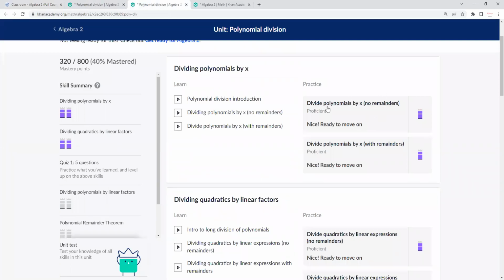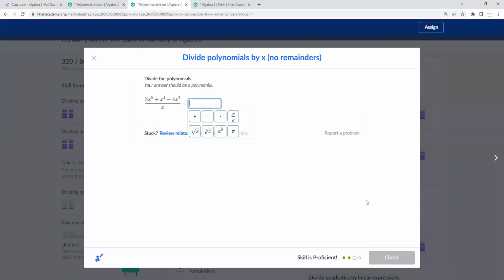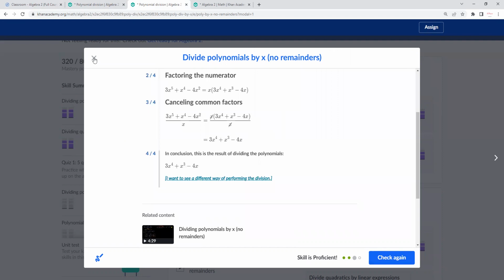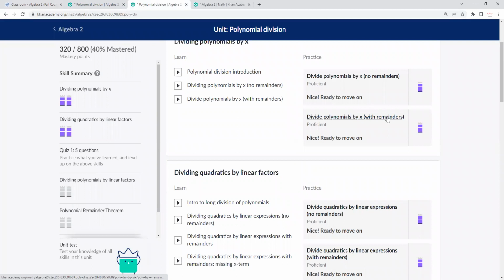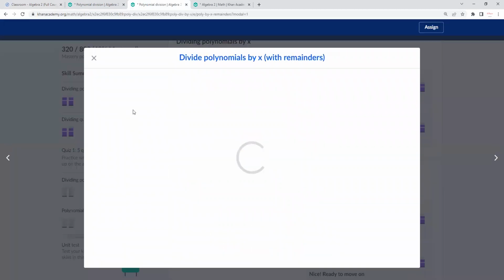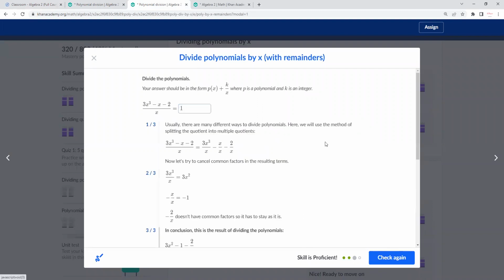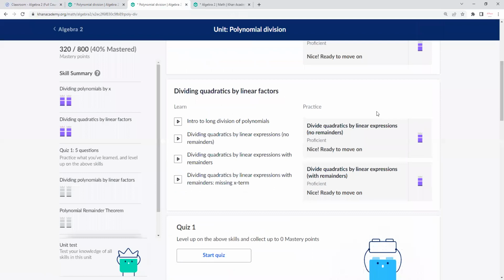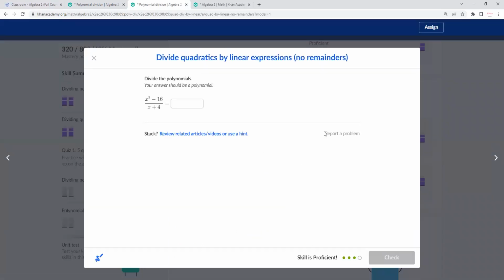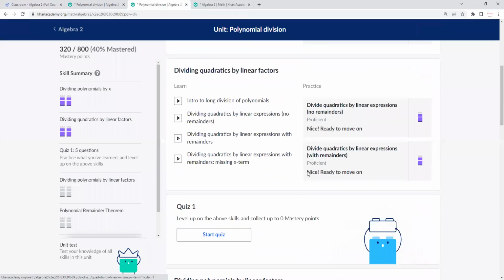This is the unit here, right? Divide polynomials by x, no remainders. Same thing we were just doing. You get something wrong, I'll show you how to do it. There's even an additional video outside of this one. This is with no remainders. This is with remainders. Let's look at one with remainder. So if you do have a remainder, it just will look something like this, which is actually what we did. It's when you really can't do anything. And so these are dividing with two terms. Like I said, we'll do a separate video for those.